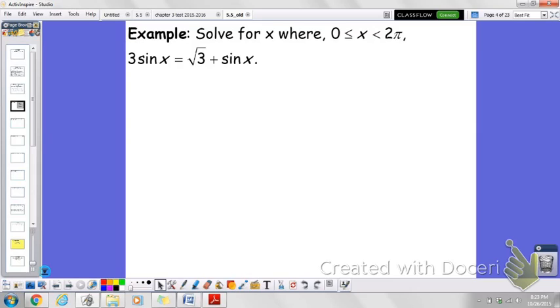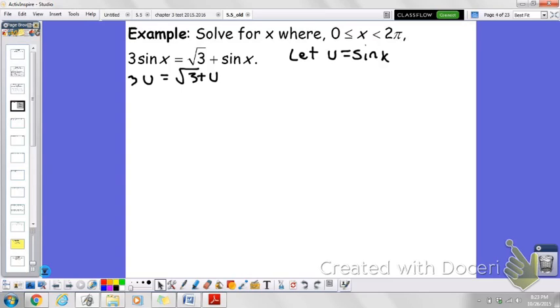To make things a little easier on ourselves, we're going to let u be equal to sine of x. It just lets us work with this equation a little better without writing out sine of x the whole time, and we're just going to be treating this like a normal equation. Anywhere I see a sine of x, I'm going to put a u. So I will have 3 times u equal to √3 plus u. Now I just need to solve this equation for u.